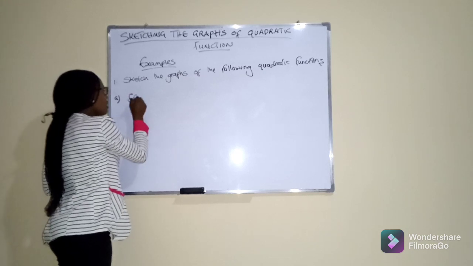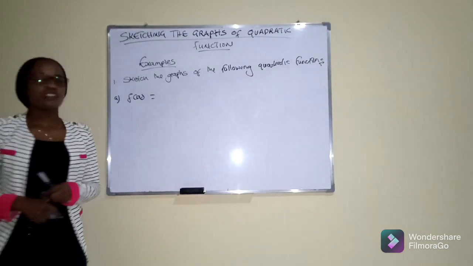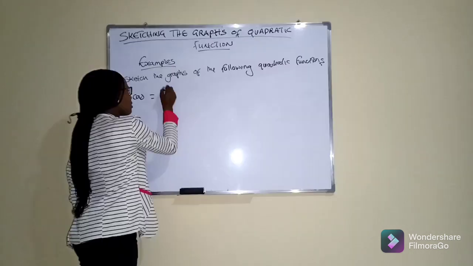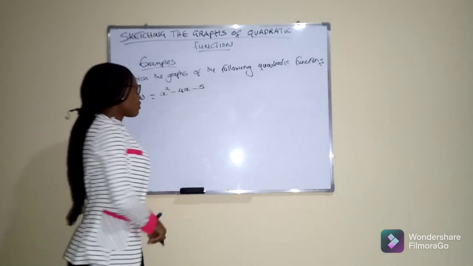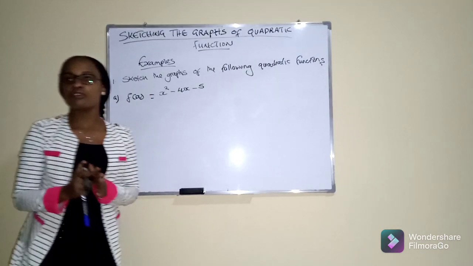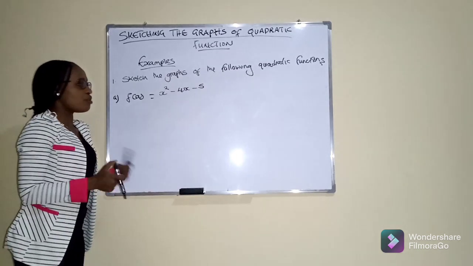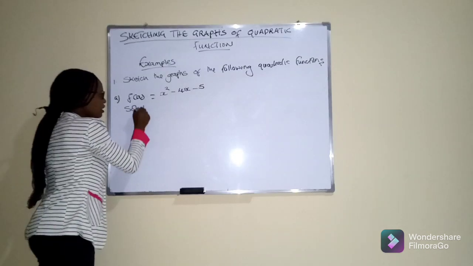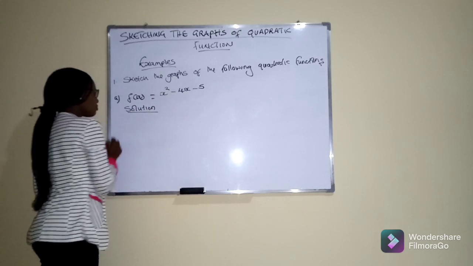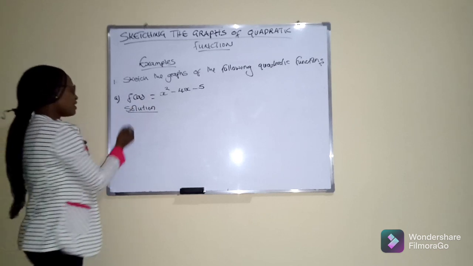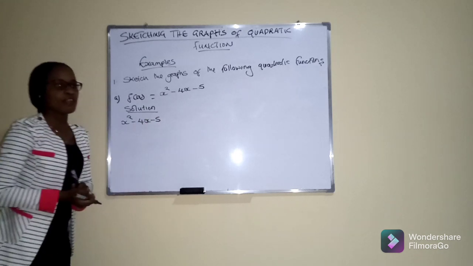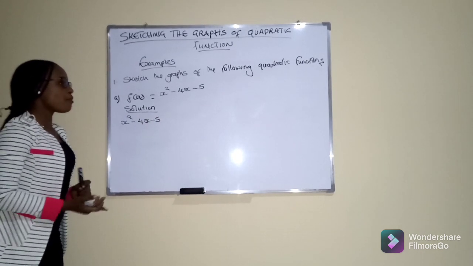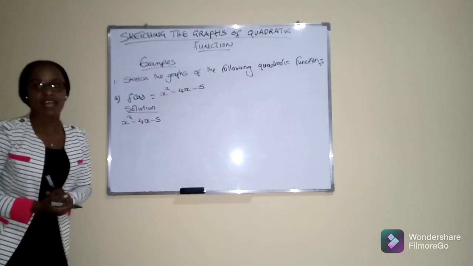So we can start with A. For A, if you are given f of x equal to, let's say, x to the power 2 minus 4x minus 5. From the steps, the first step that we looked at is where we find the points where the graph is cutting the x-axis. So that is what we are going to consider as well. So let's look at the solution. We've been given this function, which is x to the power 2 minus 4x minus 5, and we want to find the points where the graph cuts the x-axis.